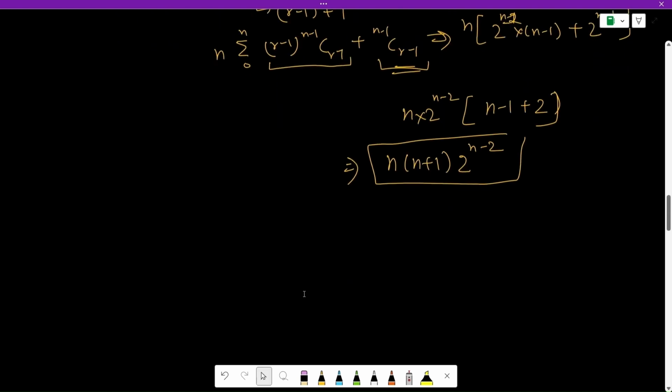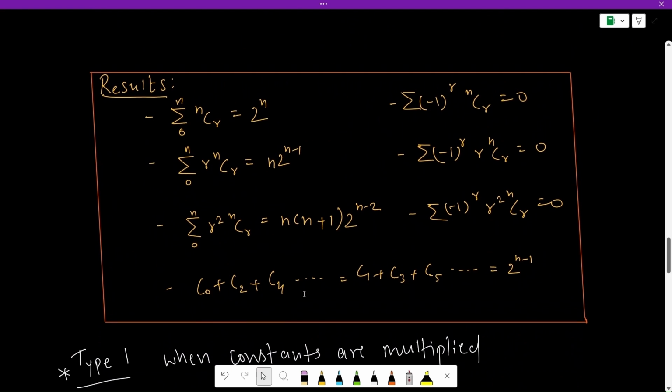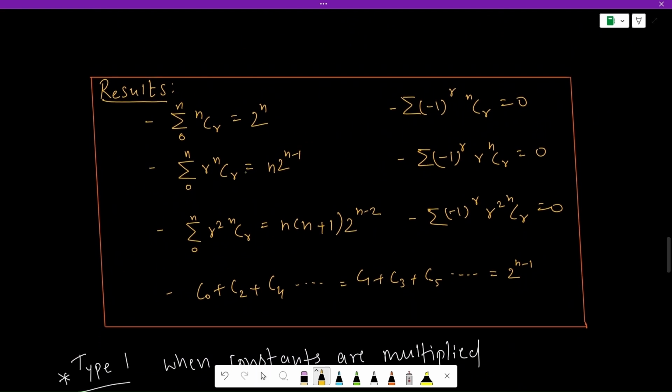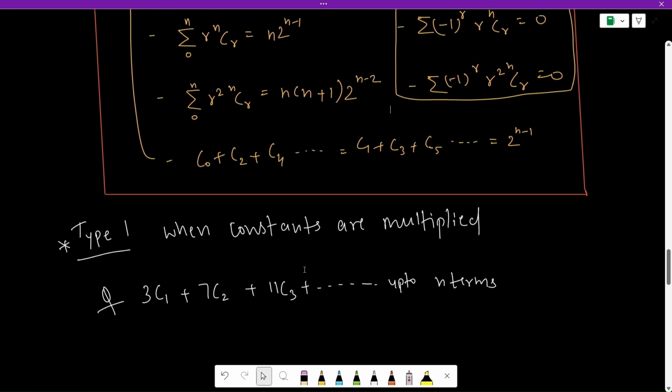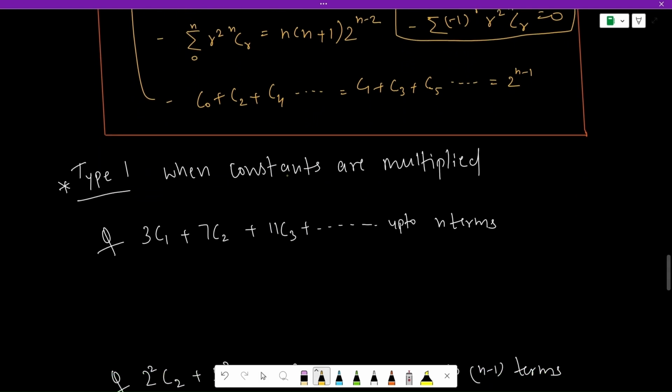Now let's see all the results we have derived. So these are all the results that we will need to solve the questions. Also, these are the two results that I have written, which I have not derived, but they are fairly easy to derive. Now all the questions that you will encounter in binomial coefficient series can be divided into 5 or 6 types. So let me tell you all of them.